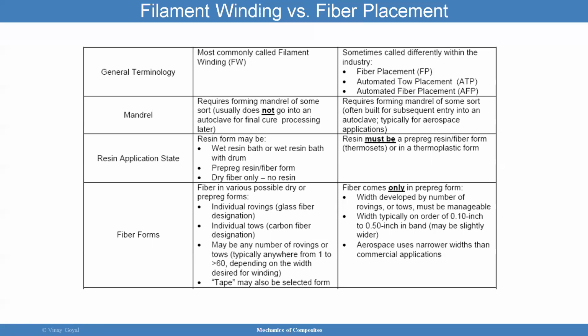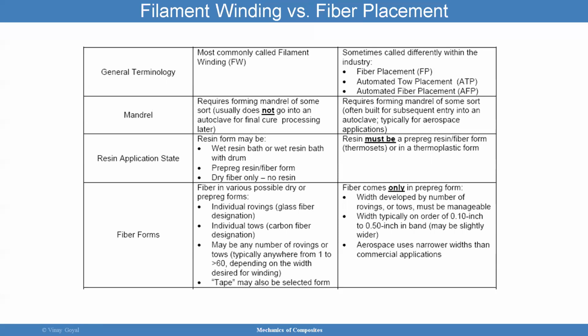So when I compare filament winding with fiber placement, they look similar, but there are main differences, right? On the left is filament winding technology. On the right-hand side, you're going to hear fiber placement, automated tow placement, and automated fiber placement. Those are the terminologies you may hear. Now I go to the mandrel. Filament winding requires a forming mandrel of some sort that you can take out. With fiber placement, it also requires a forming mandrel of some sort, but you can take it out easily.